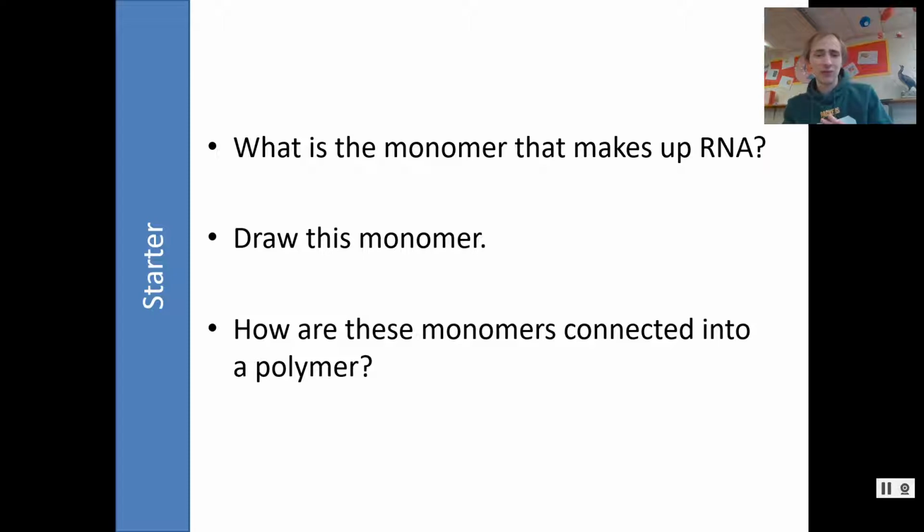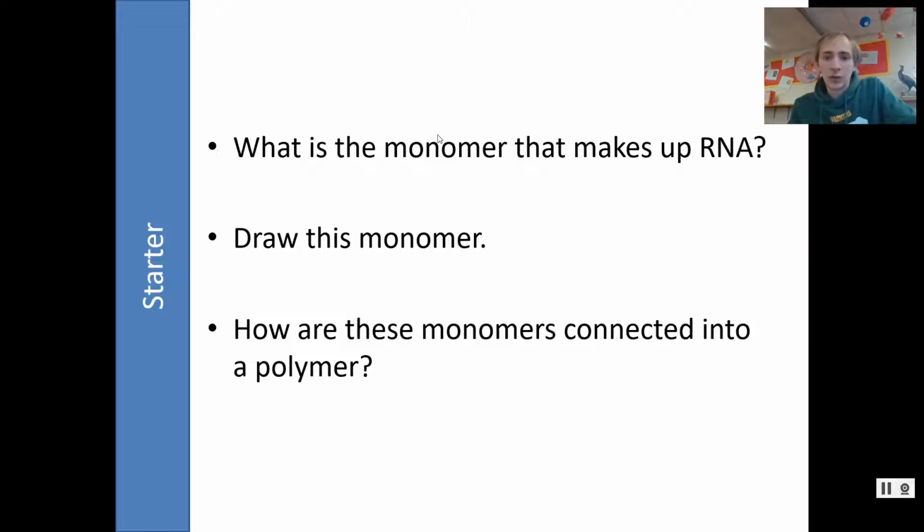So you have a couple of minutes to do this. The most important bit is the drawing of the monomer and knowing what the different bits are. As a reminder, you should be pausing your video when I'm asking you to do a task, because we're trying that way now. Hopefully you did.